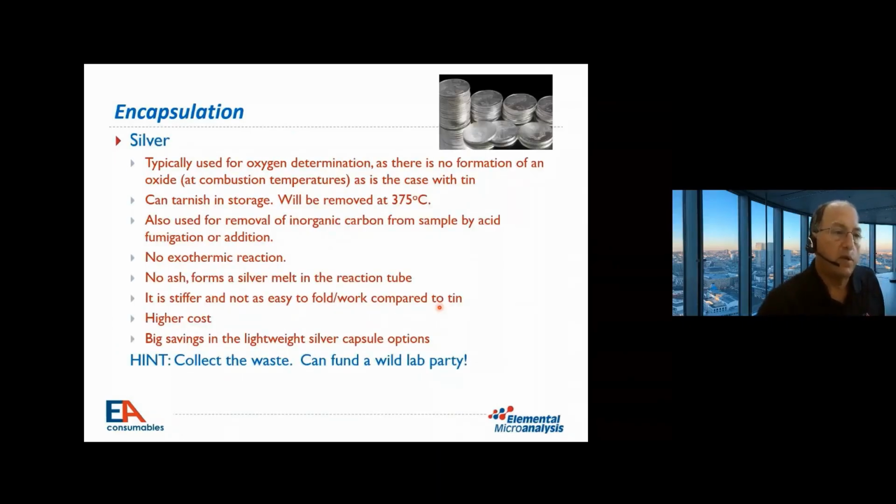Silver is another one typically used for oxygen determination, as there's no formation of an oxide, in this case, as it is with tin. It can tarnish when stored, but you can remove it by simple heating. It has no exothermic reaction, and it doesn't form ash. It actually forms a silver melt in the reaction tube. And it's stiffer and not easy to work with compared with tin. It also costs more, but you can have big savings if you use lightweight silver capsules.